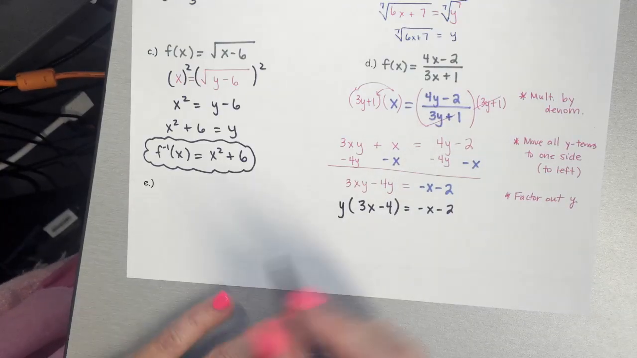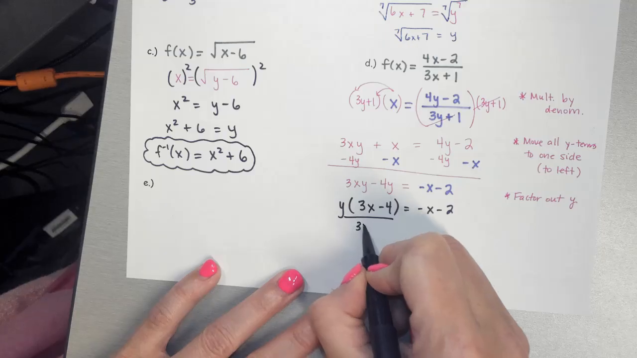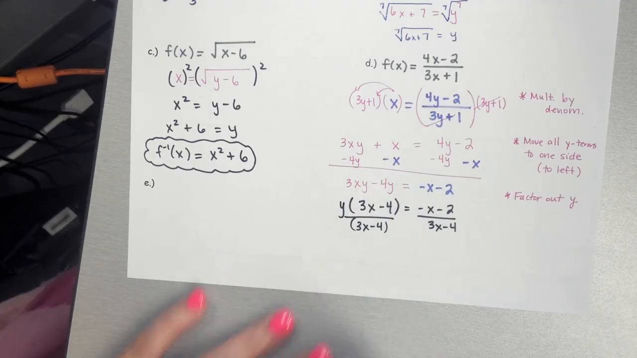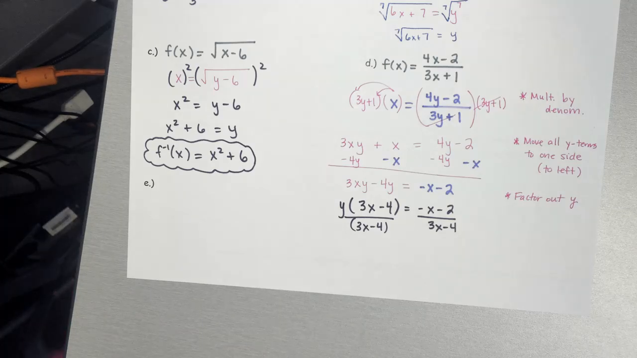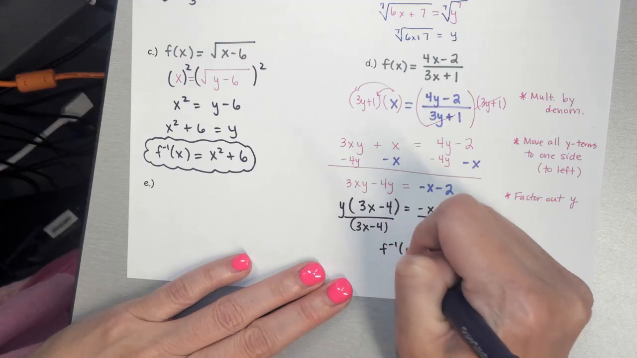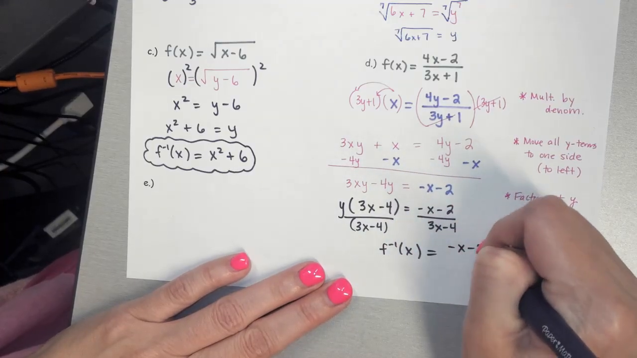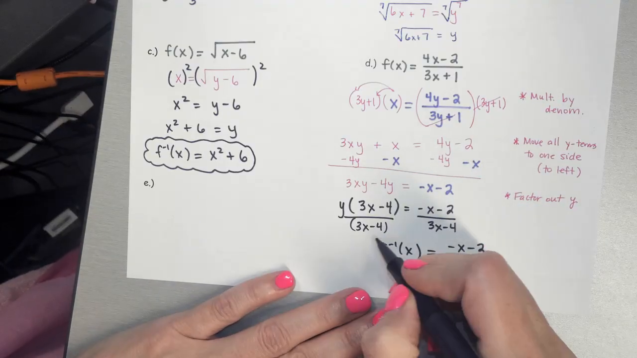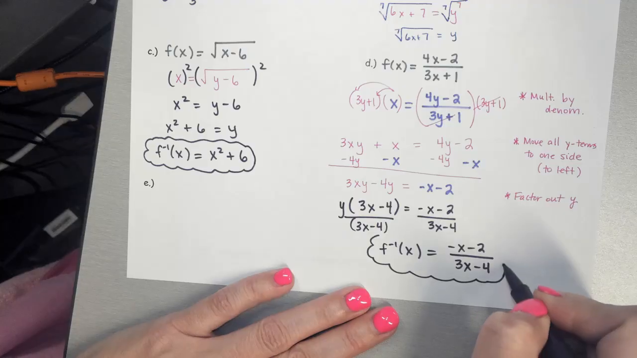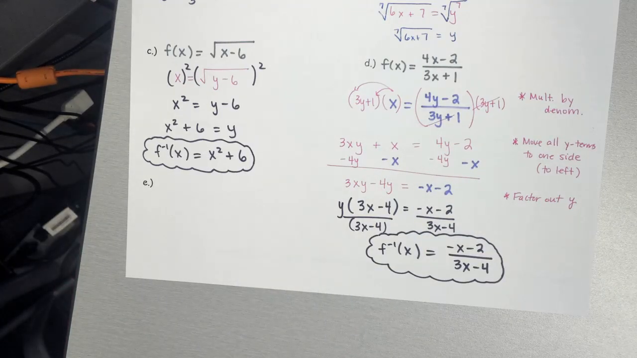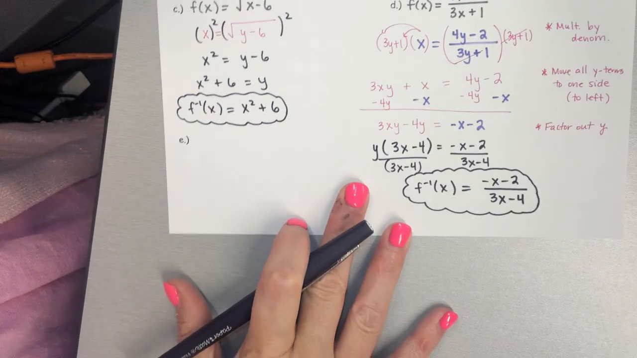Okay, and then your last step is just to divide. So divide by the quantity 3x minus 4. Okay, so then your inverse is going to be negative x minus 2 divided by 3x minus 4. Okay, and you can leave it just like that. If you wanted to factor the negative out of the top, that would be an equivalent form, but you don't have to do that.